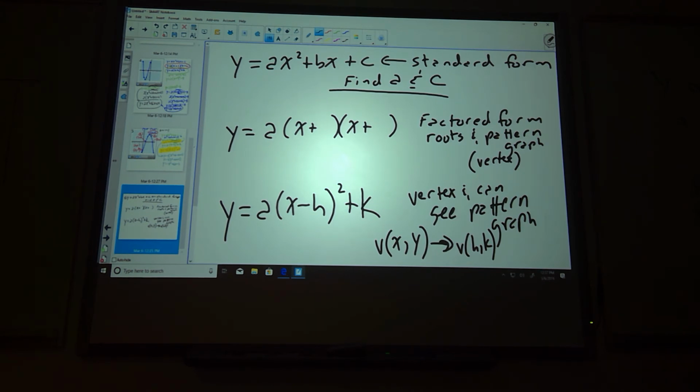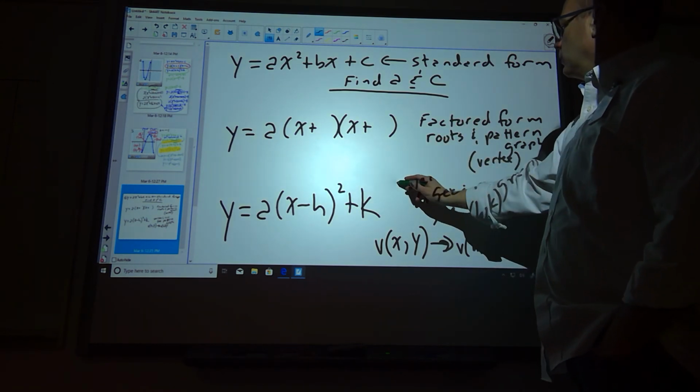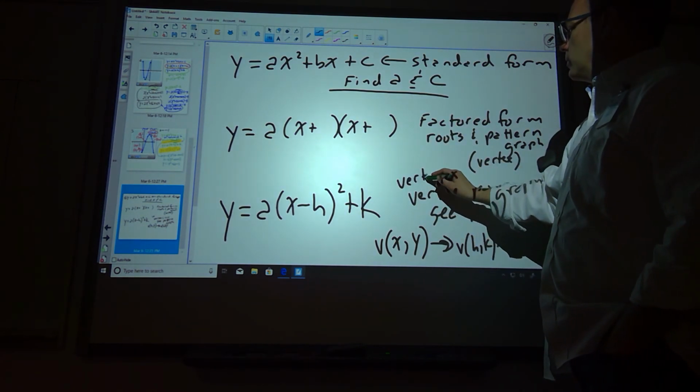And then wait, which form is that one? Which one? The last one. Oh, this is vertex form. Wait, but I thought the one above it was... That's factored form. So this is called vertex form. Oh, okay.